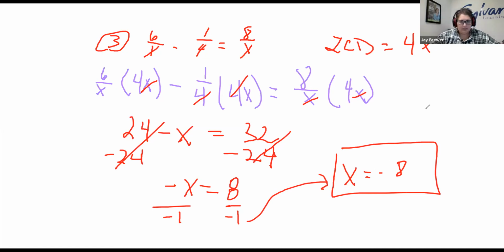Again, I can tell you that I checked it and it's true. If we wanted to check it verbally, you plug the negative 8 in. 6 over negative 8 is going to reduce down to what? Negative 3/4. And then negative 3/4 minus 1/4 will give us negative 4/4, which is negative 1. 8 over negative 8 gives us negative 1. They work. Yay, everybody's happy.